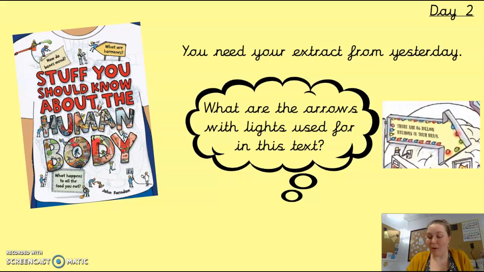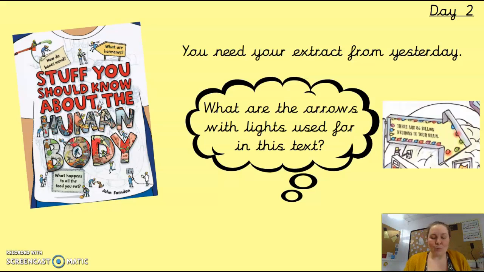I want you to remind yourself, pause the video and jot it down. What were the arrows with the lights on used for in these texts? So they popped up a few times. What were they used for? Okay, so hopefully you remember correctly. They were used for fun facts or extra information or little did you knows. A lot of them had numbers in. They were extra information that didn't fit in any of the paragraphs and interesting facts, I would call them.